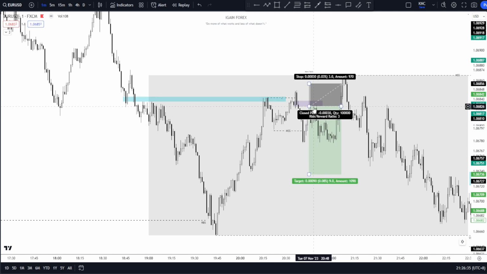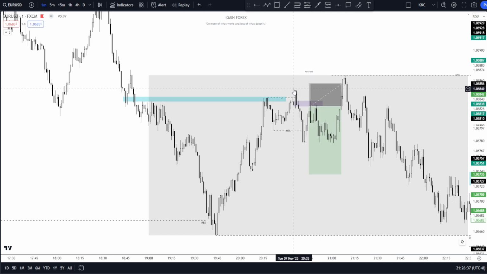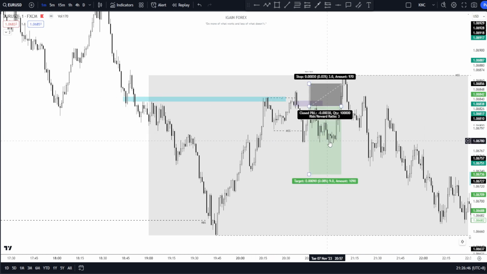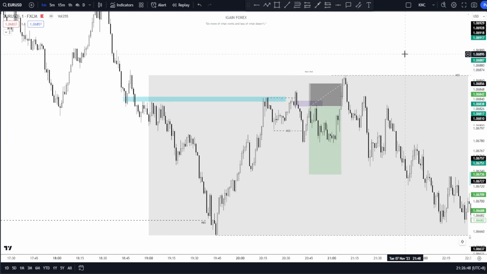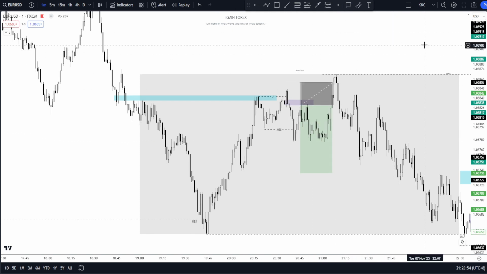You can see here we have a loss, even though we have a good displacement, a good entry, one touch, but yet the price goes against our entry. So that's our first loss.